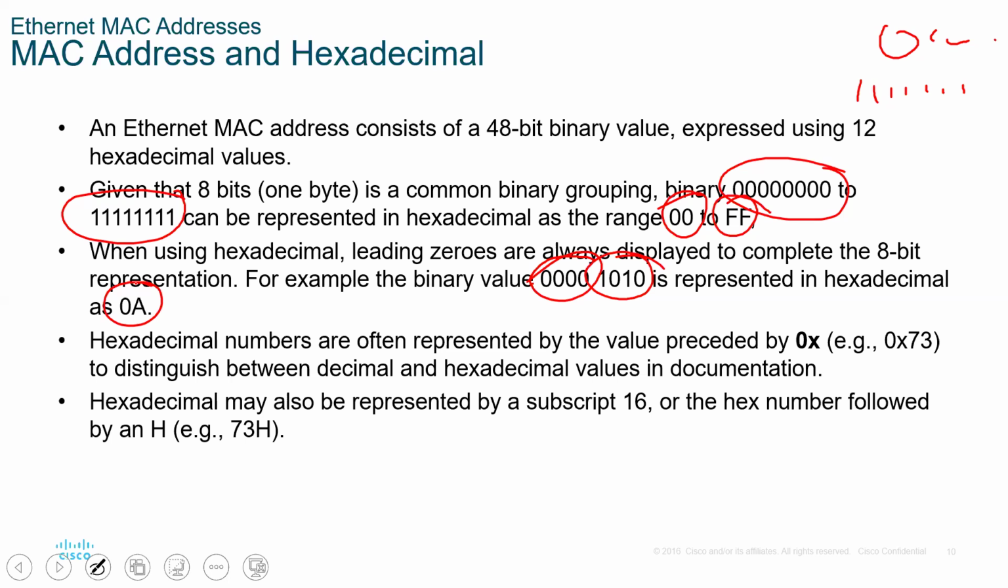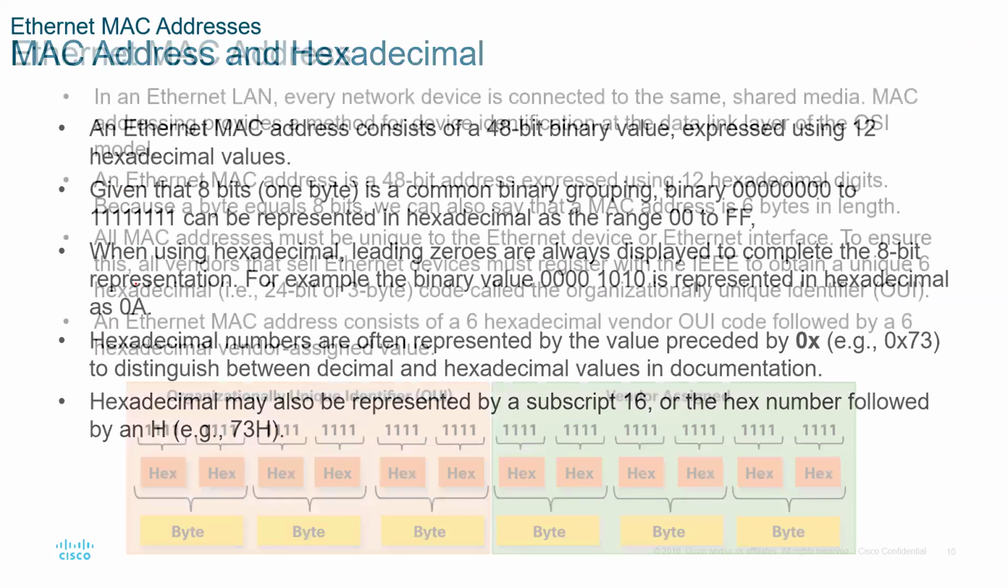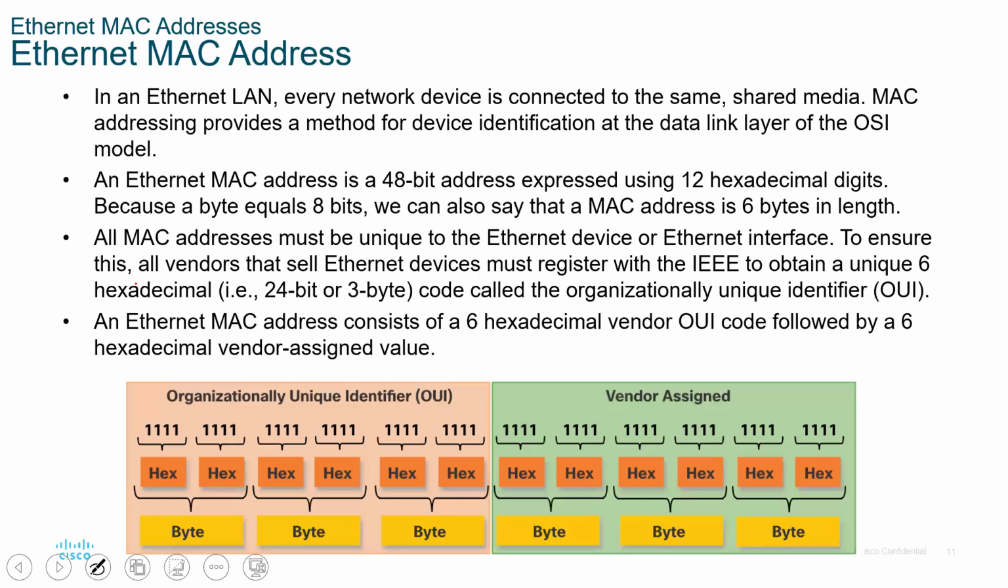So hexadecimal values may also be represented by a subscript, where you put hex at the subscript, or you put H at the end. That is how it is represented. So in an Ethernet local area network, every network device is connected to the same shared media. Okay, the MAC addressing provides a method for device identification in the data link layer of the OSI model.